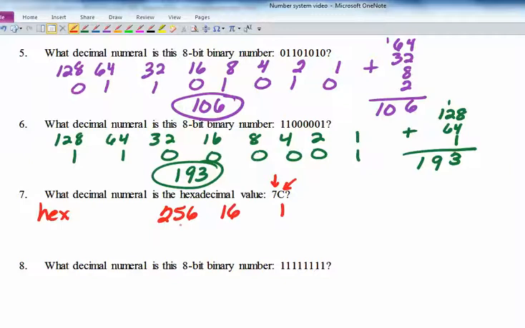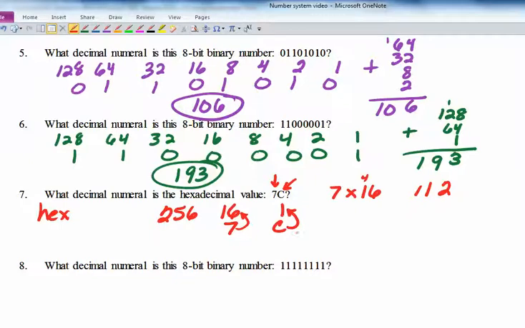Remember problem 4 from before? Okay, so what does this tell us? This number is 7 groups of 16. So 7 groups of 16, let me multiply that in decimal. 7 times 6 is 42. So we'd have 112. And we have C units.